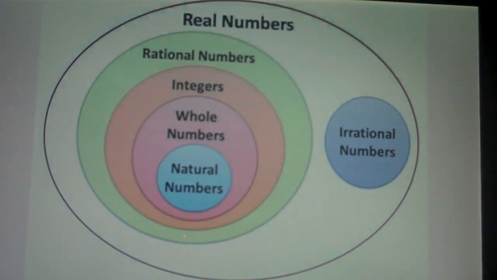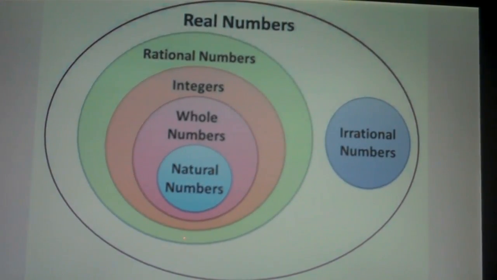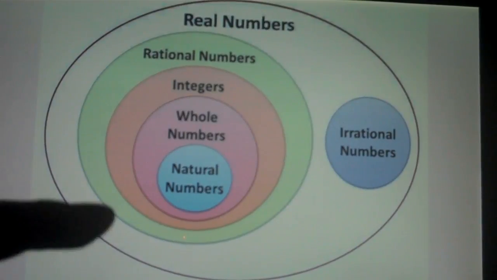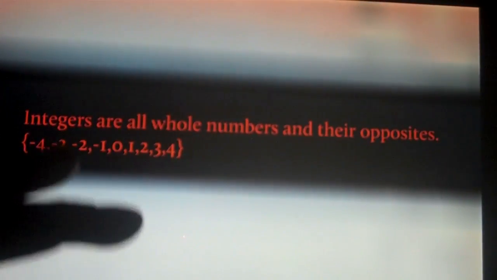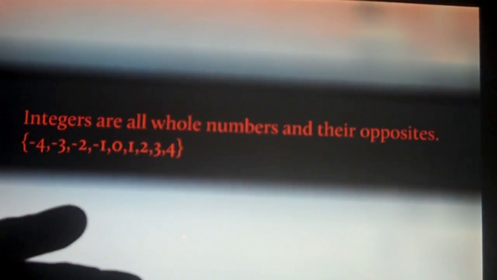Okay, so we've got the natural numbers and the whole numbers, and as we go out, integers. Integers include all the whole numbers and all the natural numbers, but it also includes their opposites. So 1, 2, 3, 4, and -1, -2, -3, -4. And that goes on all the way to infinity. And 0 does not have a negative number. Common question I get.